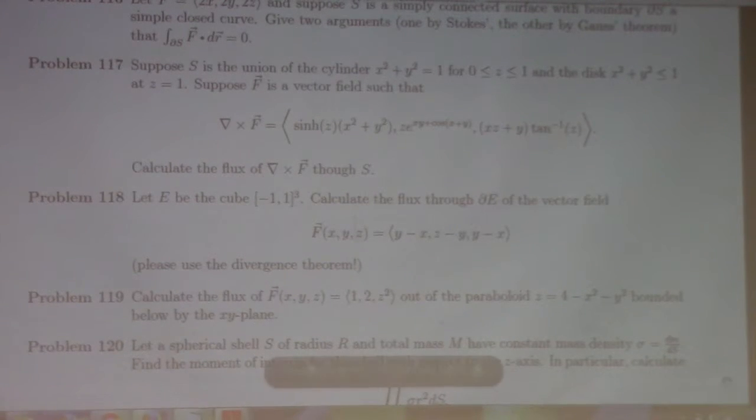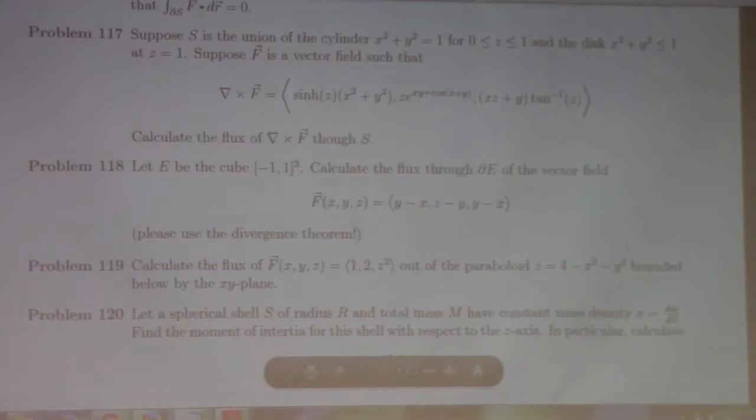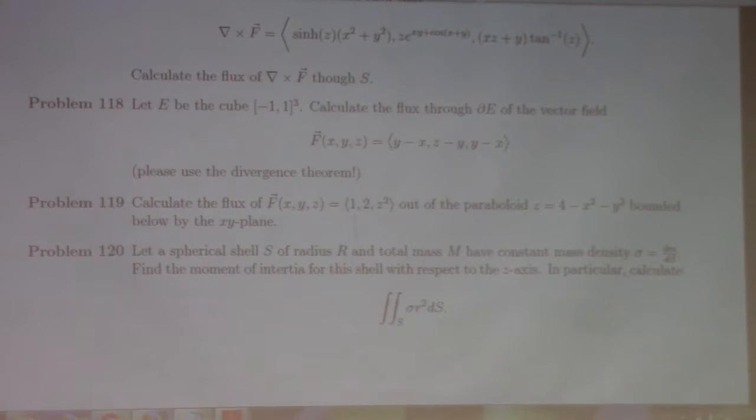So we're looking at a spherical shell of radius r and total mass m with constant mass density sigma. Find the moment of inertia of this shell with respect to the z-axis. Sure.